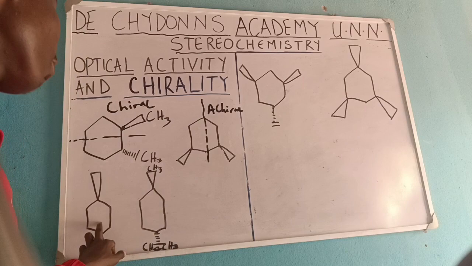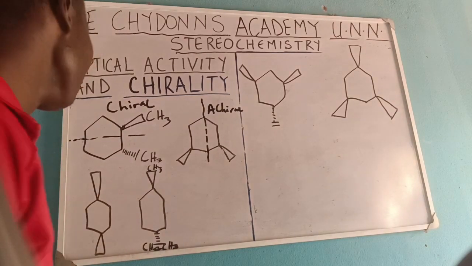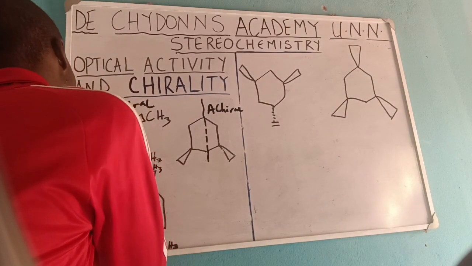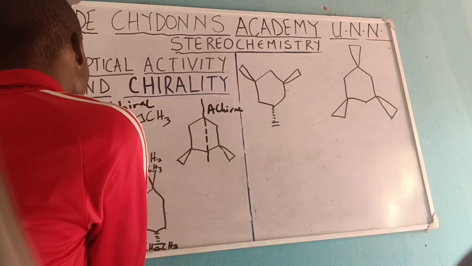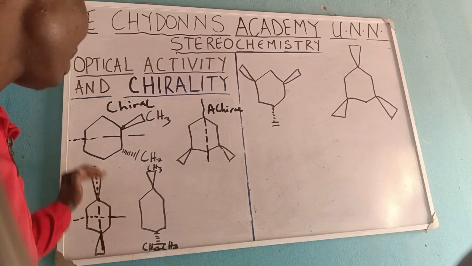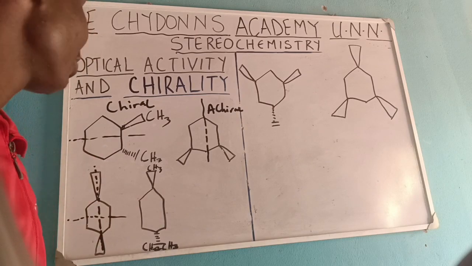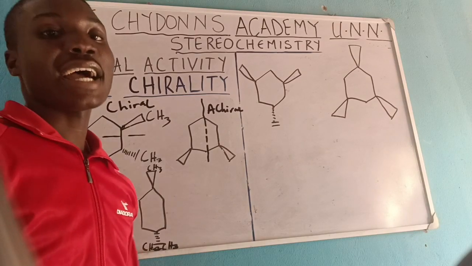What about this particular compound? How many planes of symmetry do we have? Now, this is a plane of symmetry. So this side is same as this side, so it's a plane of symmetry. We also have a second plane of symmetry because this side is a mirror image of the other side. So the implication is that this is an achiral compound.